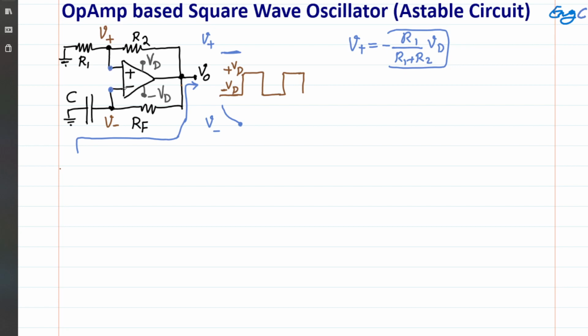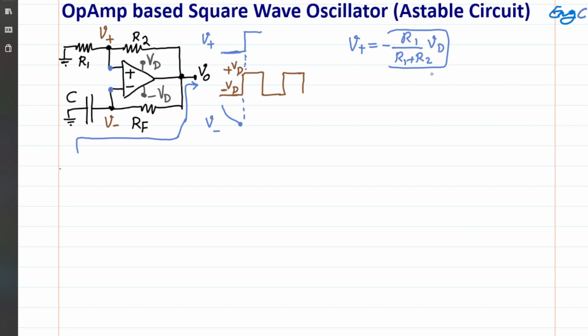Right after this moment, when V negative becomes even less than this value, the positive terminal has a higher voltage than the negative terminal, resulting in V out jumping up. That's exactly this moment when V out jumps up from negative VD to plus VD. And as soon as that happens, because V out to V plus is just a voltage division, V plus also jumps to a positive voltage now.